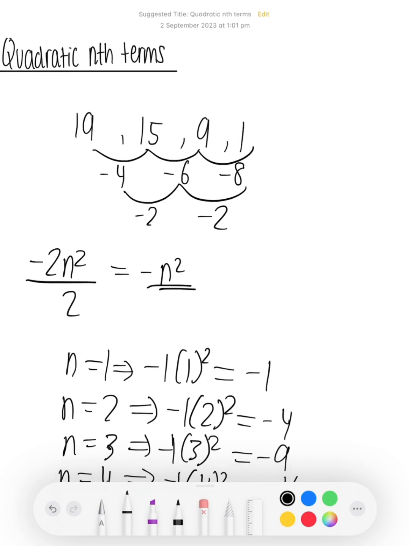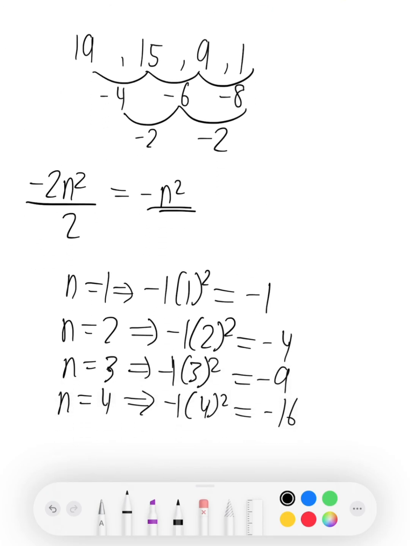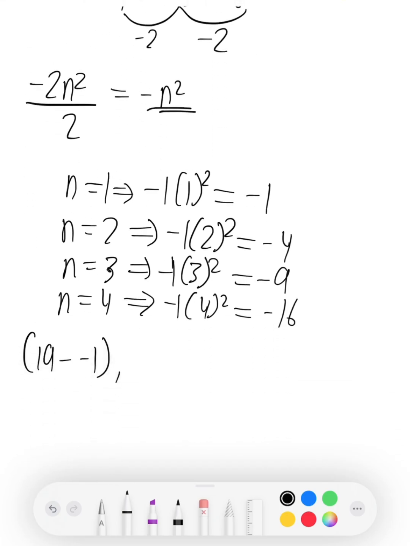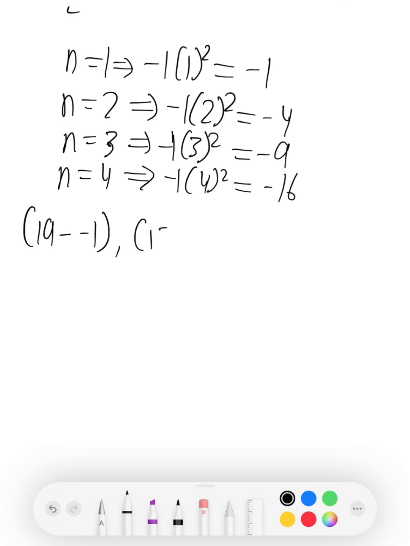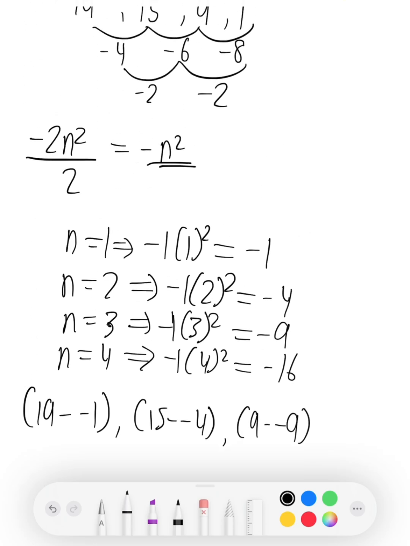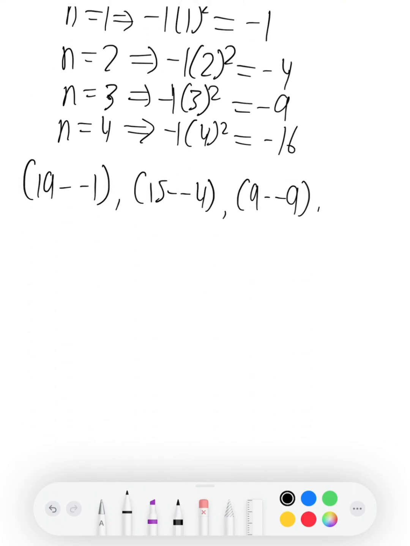Now again, all we're going to do is just find the differences between the terms we've been given in the question and the ones we just generated. So we've got 19 subtracted by a negative 1. Our next term will be 15 subtracted by a negative 4. Then we will have a 9 minus a negative 9. And finally a 1 minus a negative 16.